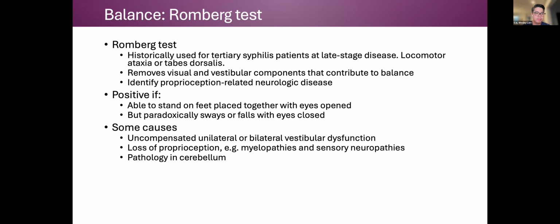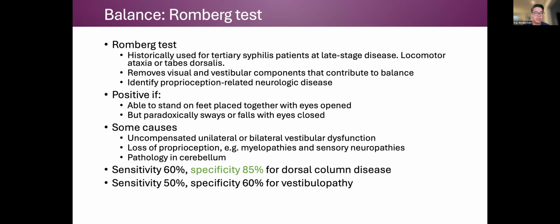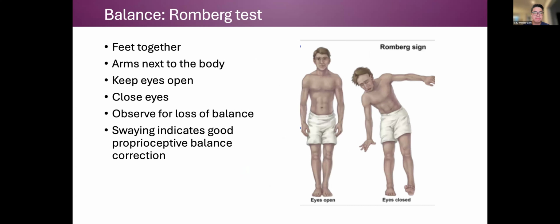And some causes of this: uncompensated unilateral or bilateral vestibular dysfunction or loss of proprioception, and pathology in the cerebellum. And it is pretty specific for dorsal column disease. The sensitivity and specificity is lower for vestibulopathy. So certainly this is not a test that's going to nail down a peripheral vestibulopathy, which is something that we're probably more interested in.